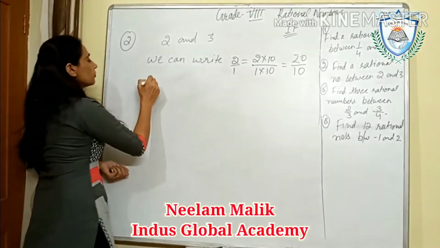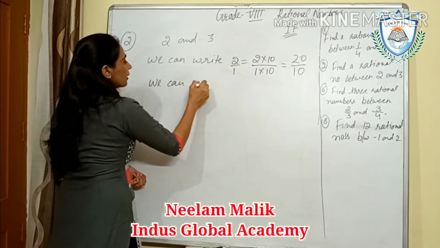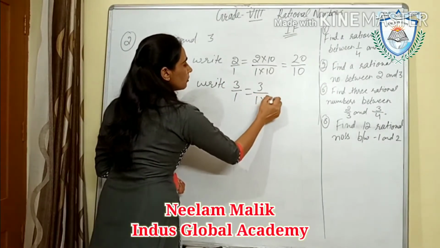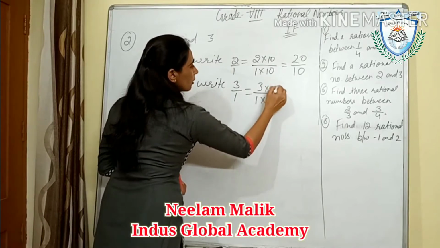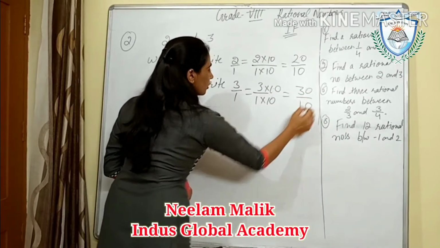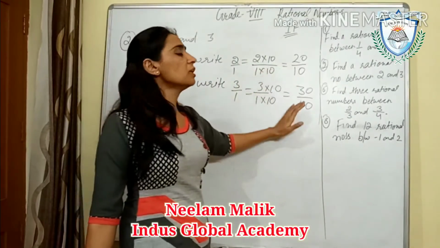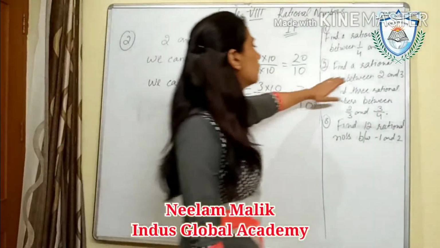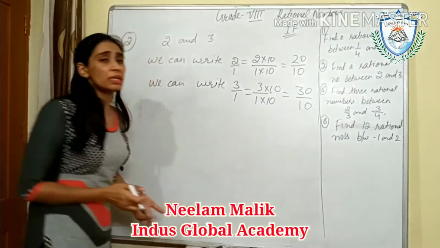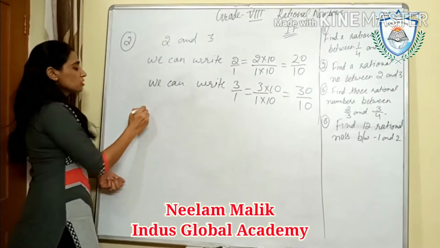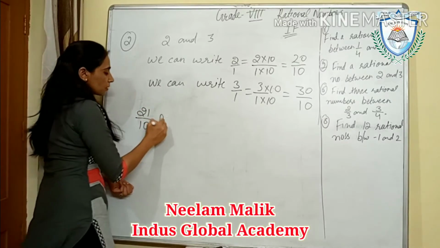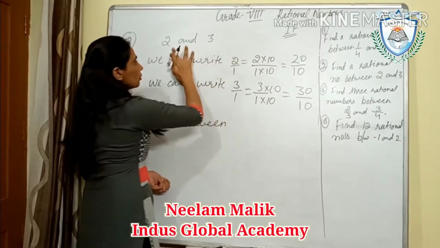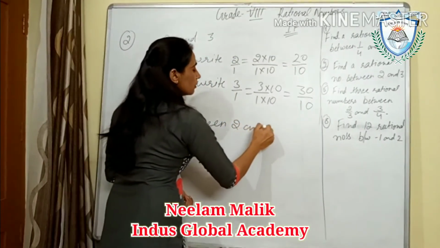Okay. And we can write 3 upon 1, 3 upon 1 multiplied by 10. Okay. So what is this? 30 upon 10. Okay. Now between 20 upon 10 and 30 upon 10 there are 10 numbers, so we need only one, because in question number 2 also we have to find out only one rational number. So you can take any number from them. So you can say 21 upon 10 lies between 2 and 3.